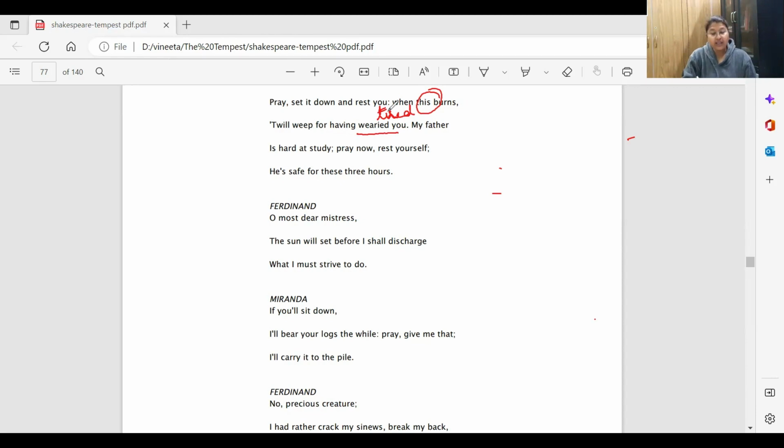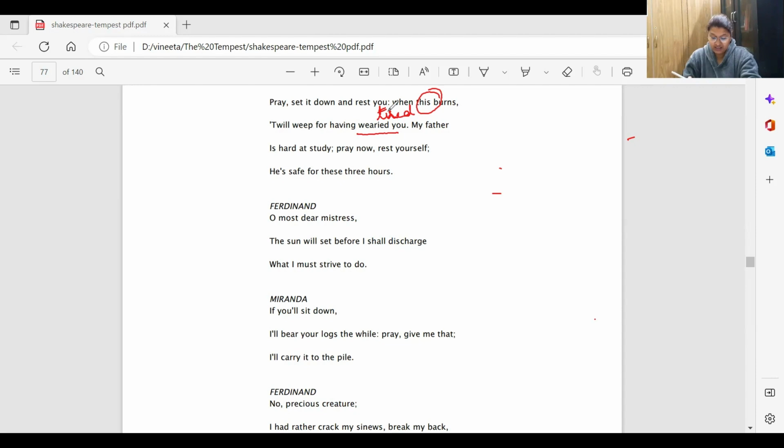My father is hard at study. Pray now, rest yourself. He is safe for these 3 hours. My father is hard at study. He is very busy in his study room. He is studying hard. Pray now, I request you now, rest yourself, take some rest. He is safe for these 3 hours means she means that both Miranda and Ferdinand would be safe for 3 hours against Prospero's threats. Right?